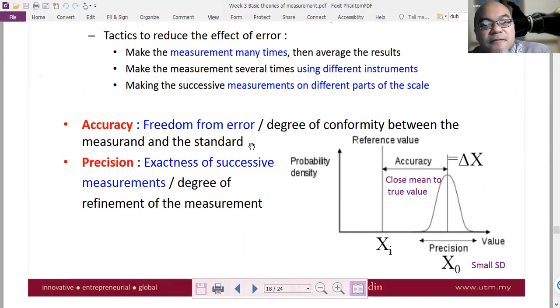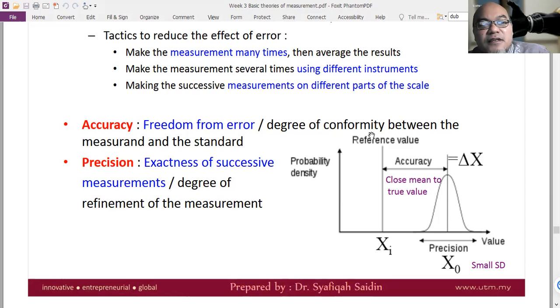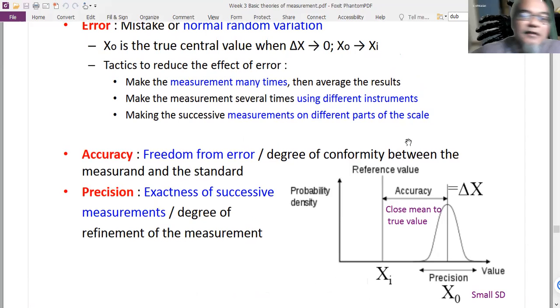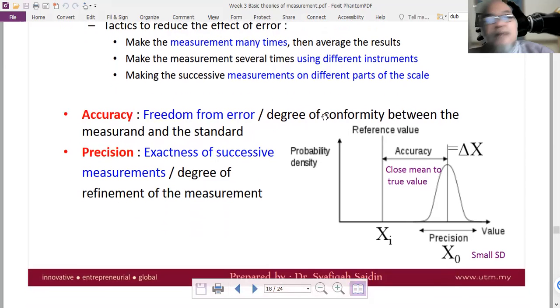Accuracy is freedom from error, the degree of conformity between the measurement and the standard. So in the case of the previous example, the accuracy will be the opposite of the error. If in the previous example the error is 10%, it means the accuracy is 90%. So you can call it 1 minus the error, times 100%. Accuracy is freedom from error, the degree of conformity between the measurement and the standard or any other validation method.